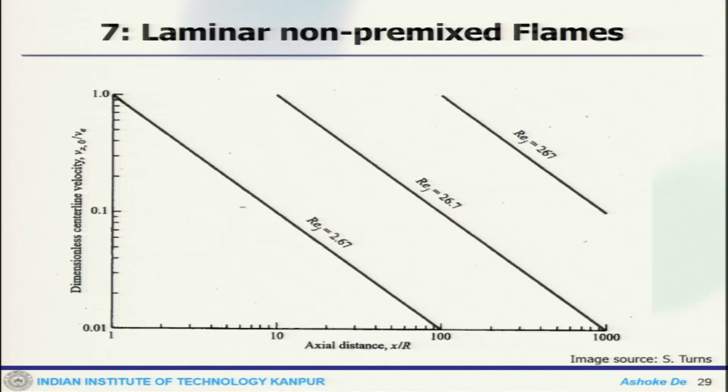So, one can see this dimensionless center line velocity along this axis, which we plot as dimensionless center line velocity versus the axial distance. You can see the pattern with the increasing jet Reynolds number, because it should not increase or go beyond 1, which is not physical and also not feasible.